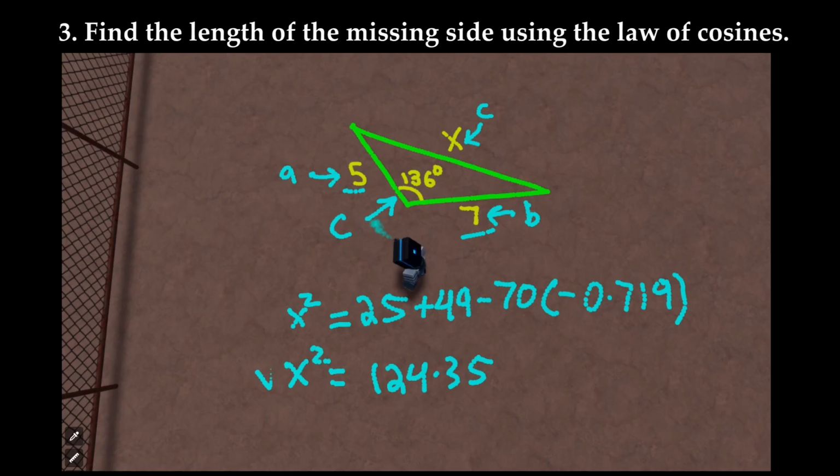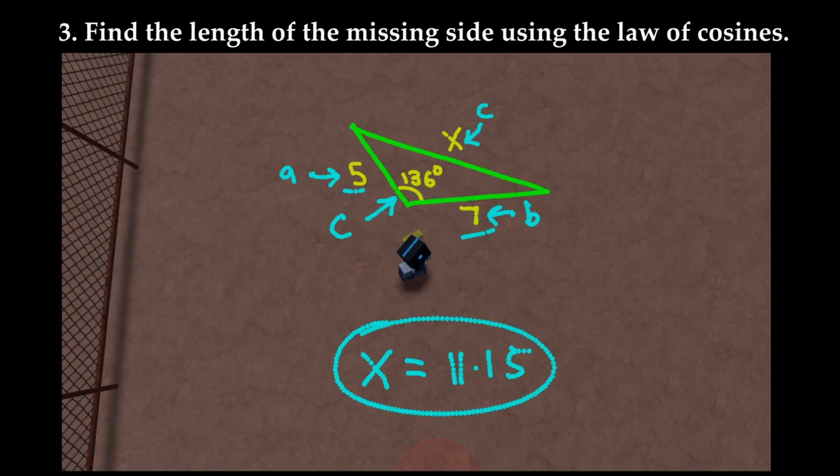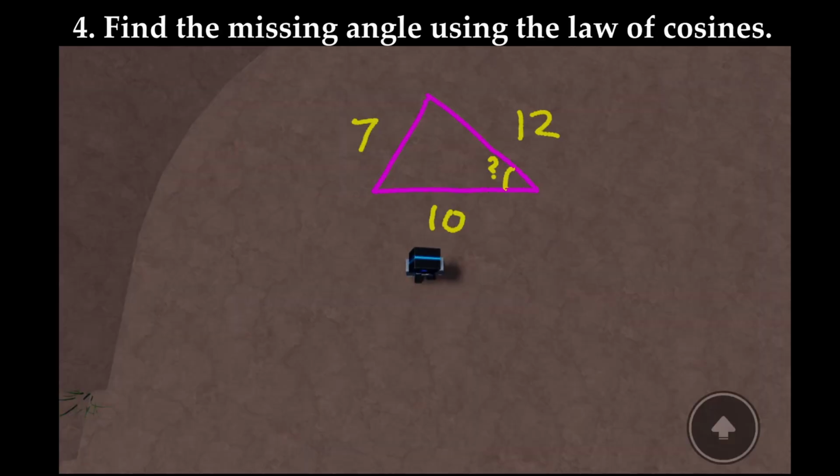Now take the square root of both sides. Square cancels out the square roots. So just compute the square root of 124.35. And you should get that x is equal to 11.15. And that's our answer. So I can just fill this in here. So this means that this side is 11.15, and we're done.